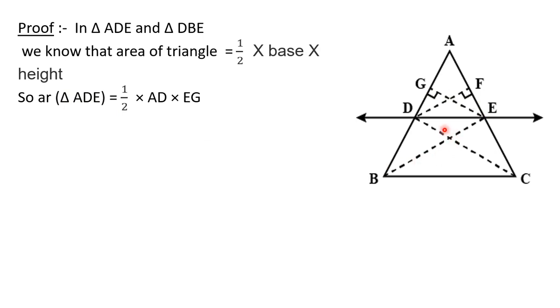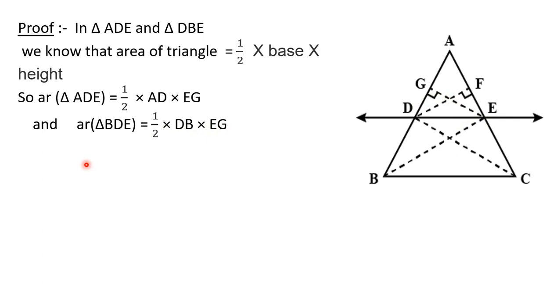Similarly, we can find the area of triangle BDE. It will be half into base, that is BD, and height is EG. As triangle BDE is an obtuse angle triangle, the altitude of an obtuse angle triangle will lie outside of the triangle. So this perpendicular line EG for triangle BDE is known as the height. So half of DB into EG.